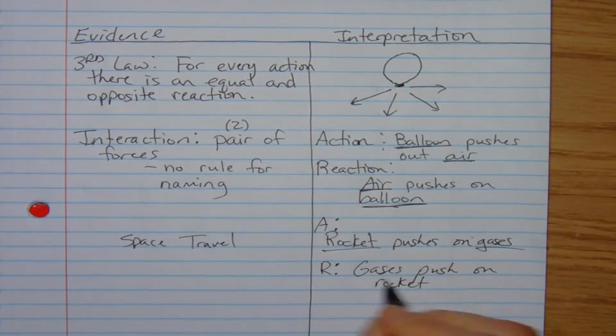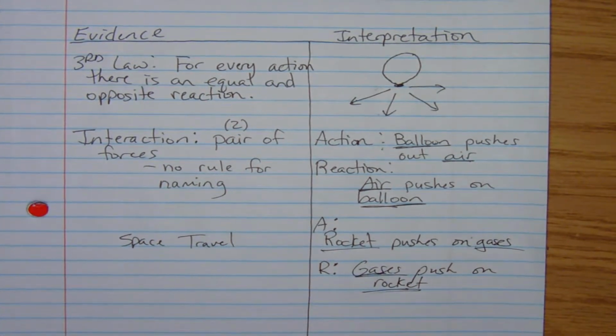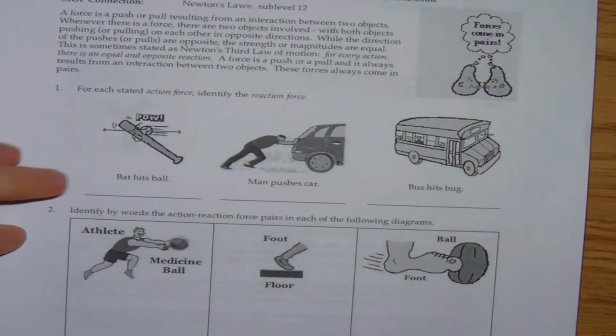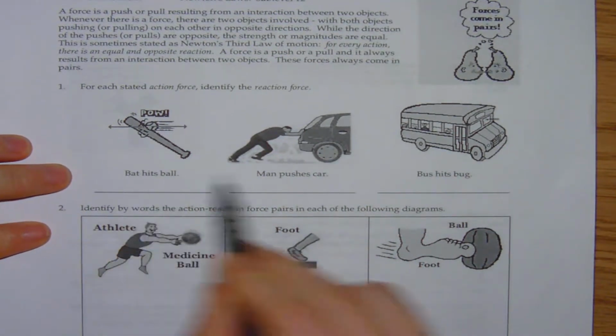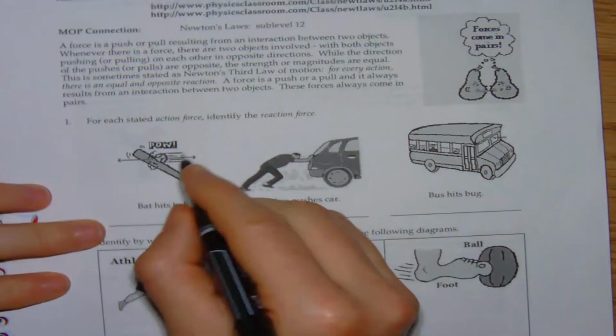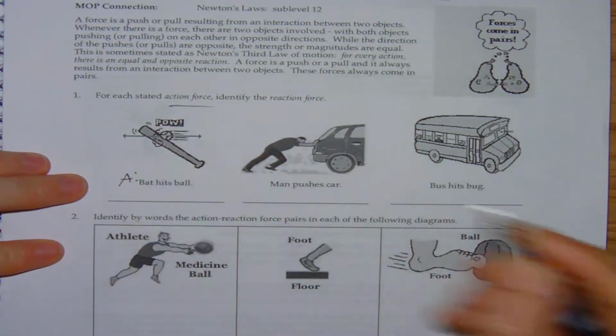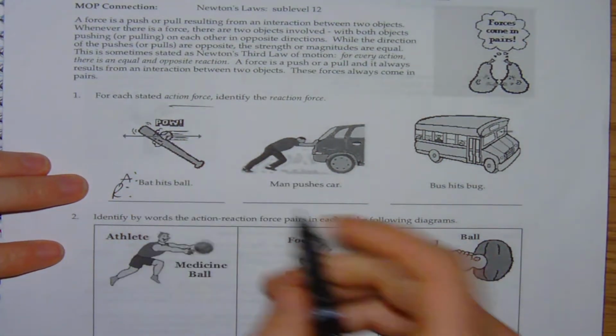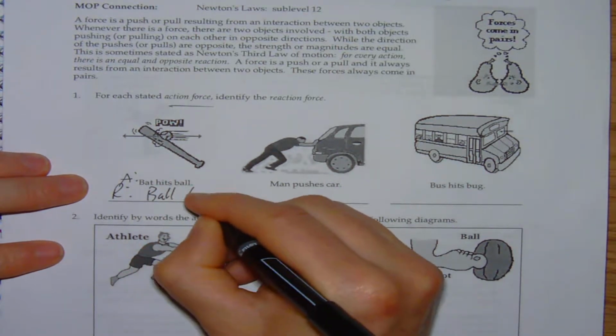That's what moves it. And it took us a long time to figure out that that would work. And obviously we figured out that it does work. All right, so all we do is flip stuff around. If you were in class, you'd get this sheet and we'd go through this together. The bat hits the ball. If they're going to call that the action force, then our reaction force, you just flip it. The ball hits the bat.